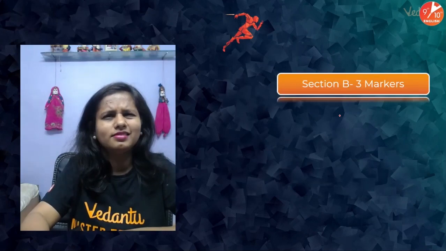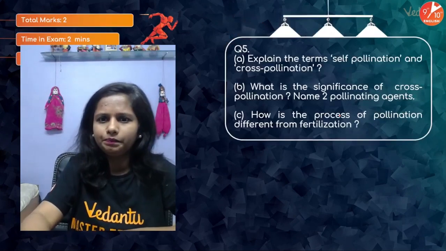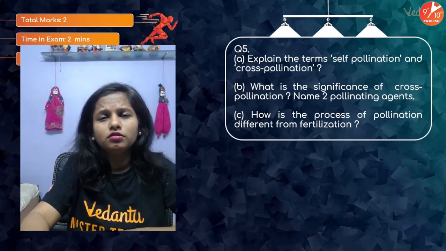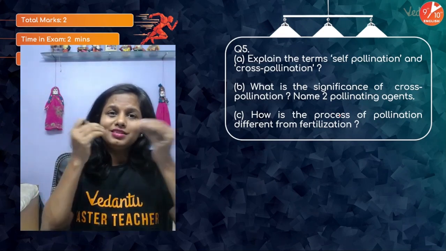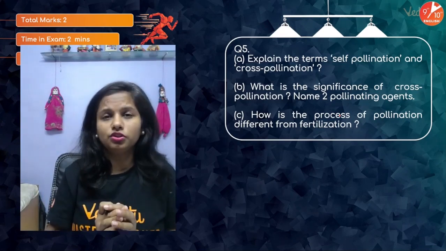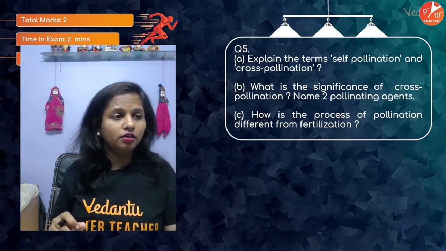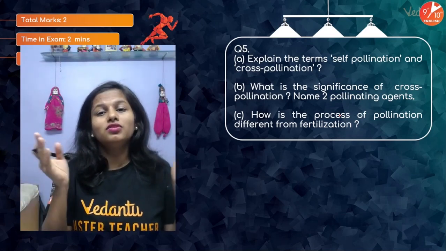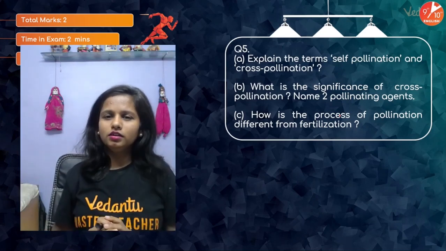Okay, next section B, 3 marker. Let's find out. Explain the terms self and cross pollination. When the pollen grains are transferred between one flower or two flowers born on the same plant, it is self pollination. When the pollen grains are transferred from a flower born on one plant to a flower born on another plant of the same species, it's called cross pollination.